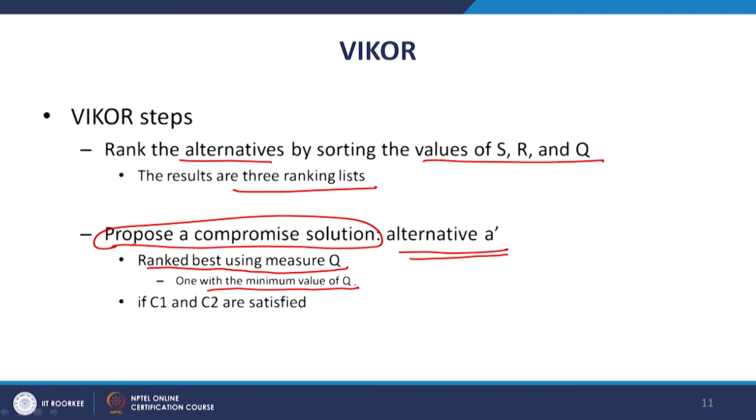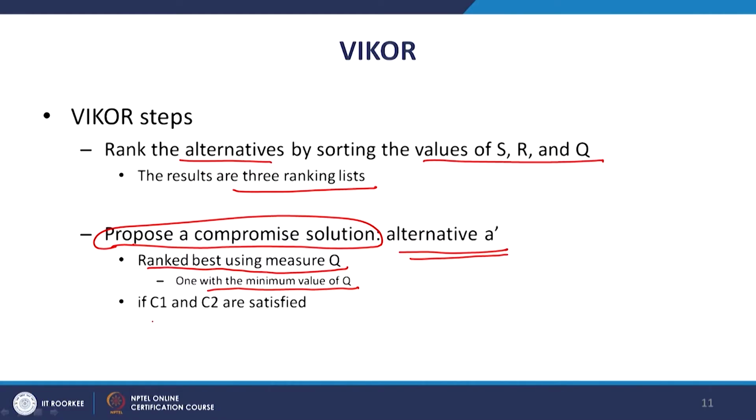As we talked about in the previous steps, for all the alternatives we will be sorting them and we will get 3 ranking lists by sorting S, R and Q values. Therefore, it will be easy to spot the alternatives having the minimum value. First we will focus on the list produced using Q. We will look at that list, and the alternative having the minimum Q value is going to be first considered as the compromise solution ranked best.